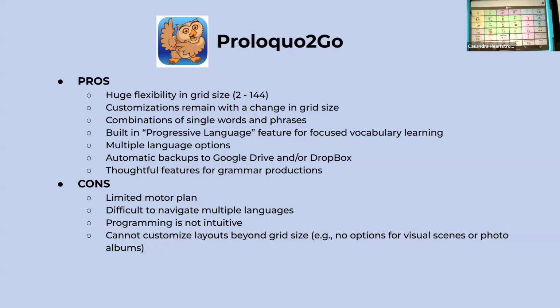Cons, it has a limited motor plan. Those words move around a lot. It's difficult to navigate multiple languages. There's not an easy toggle button between English and Spanish pages. Programming is not intuitive when you go into editing, and you cannot customize layouts beyond the grid size. So if this is your grid size, this is how many squares are on there. You can't add a big picture or any multimedia stuff. This is what you got.